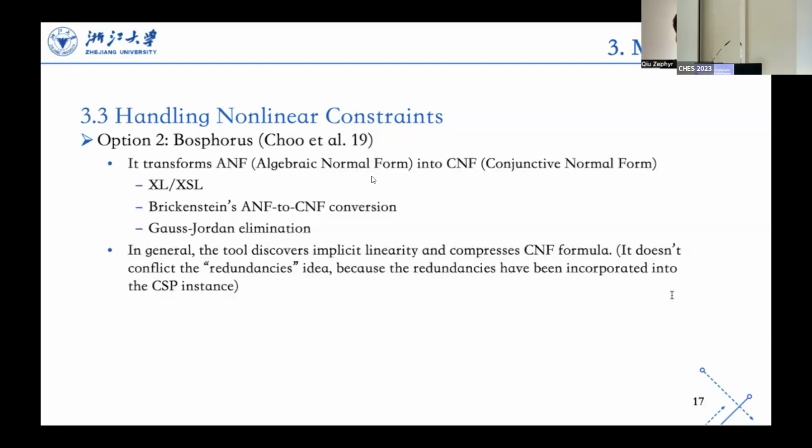The second option we would like to mention is the use of Bosphorus, which is credited to the work of Choi et al. This is an ANF to CNF converter that utilizes several techniques such as XL, XSL, Bard's ANF to CNF conversion algorithm, and Gauss-Jordan elimination. In general, this tool discovers implicit linearity and compresses its CNF formula. We want to highlight that it doesn't conflict with our redundancies idea, because the redundancies have been incorporated into the CSP instance.